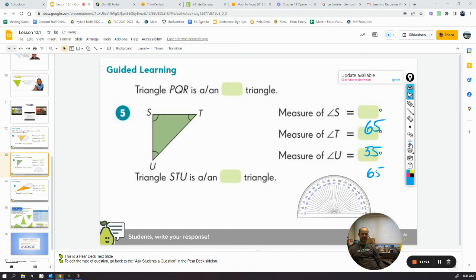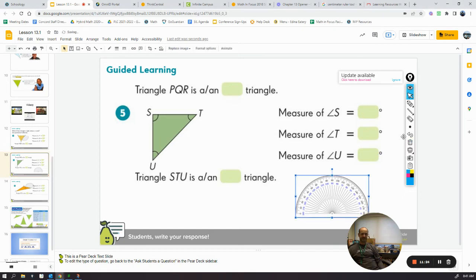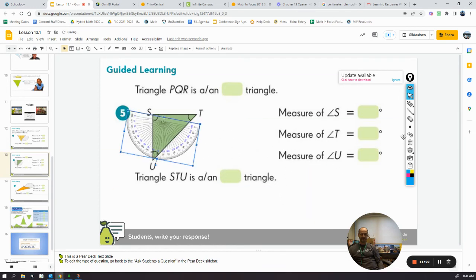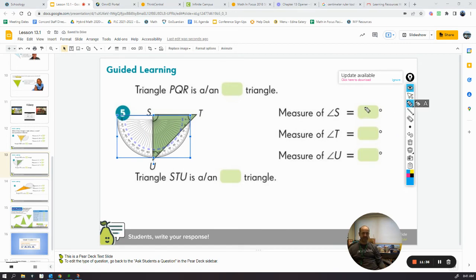Okay, this one here, do the same thing. And just because I want to find out right away, I'm going to go right to angle S because I have a suspicion that it's a right angle. And yeah, it's a right angle. So measure of angle S is 90 degrees. If I measured T and U, let's say both are 45. Honestly, if I'm just trying to find out it's a right triangle, I might not need to do all that. Okay, so STU is a right triangle. And then two sides are equal, so it's also isosceles.